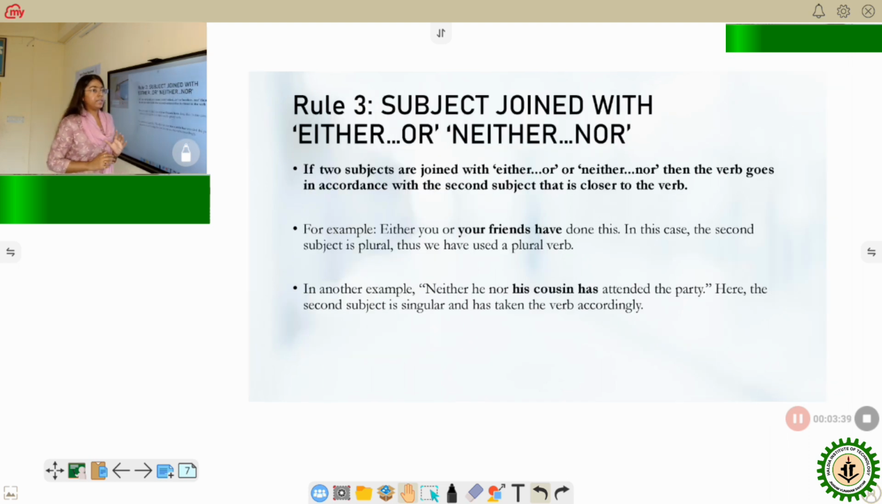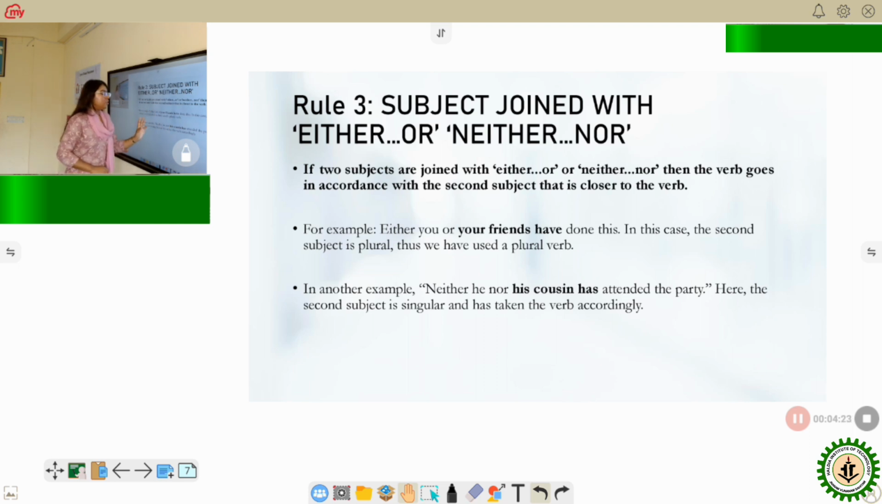The next rule. Subjects joined with either or, neither nor. In case of these subjects, the verb can be either singular or plural. It depends on the second subject of the sentence. The second subject is closer to the verb. So, if the second subject is plural, the verb will be plural. If the second subject is singular, the verb will also be singular. For example, either you or your friends have done this. So, the second subject is your friends. It is plural. So, we have used have. Have is plural verb. So, plural second subject, plural verb.